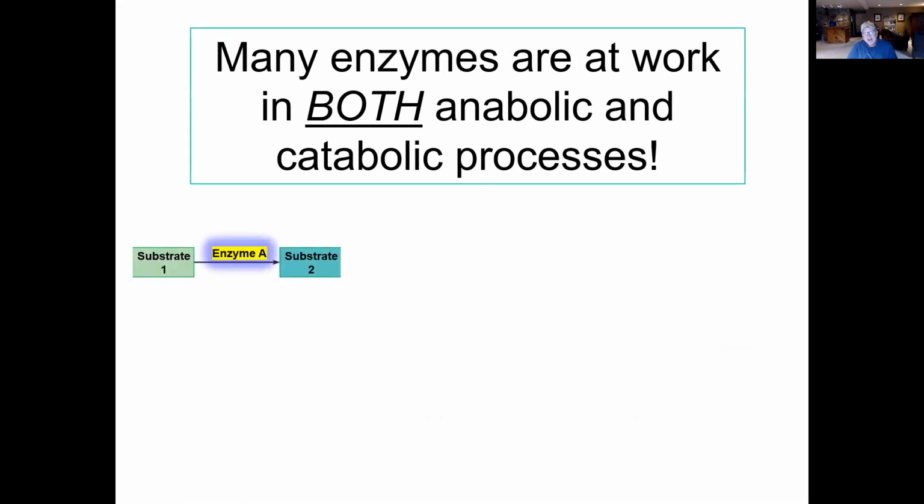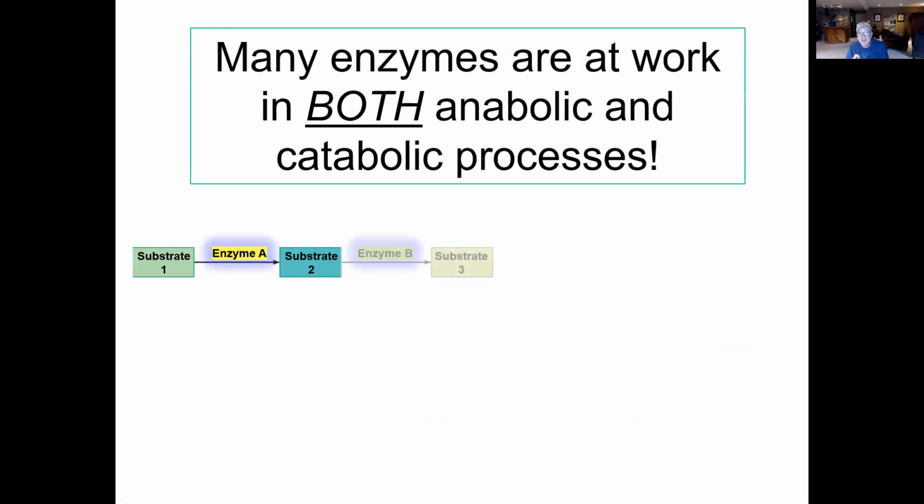Here we're looking at the conversion of a substrate, we'll call it number 1, into a different molecule, we'll call it substrate number 2. We're altering it thanks to the action of enzyme A. So substrate 1 fits into the active site of enzyme A, and the end result will be the production of a different molecule. It's been altered in some way.